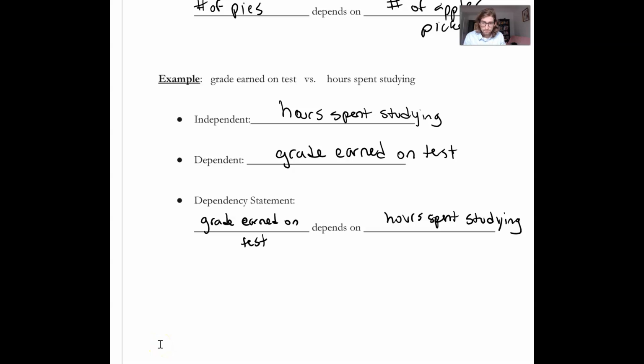Okay, we're back. So looking through these two, it would make sense to say that you can choose how many hours you study. You can't choose that grade on your test. That grade on your test depends on how prepared you are for it. And generally, studying helps prepare you for tests. So the hours spent studying is your independent variable. Your dependent variable is the grade on the test. And our statement would be the grade you earned on your test depends on how much time you prepared, how much time you studied.